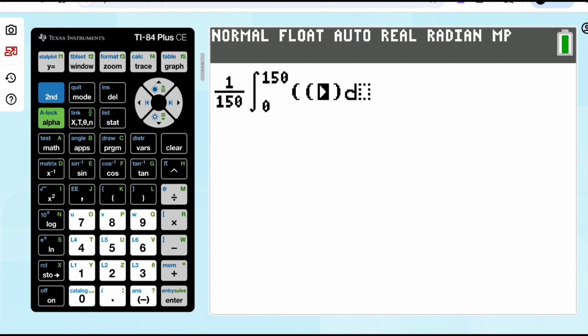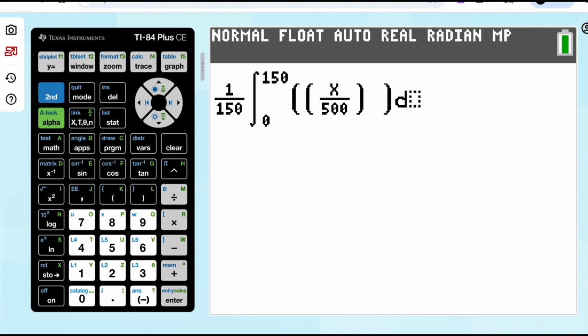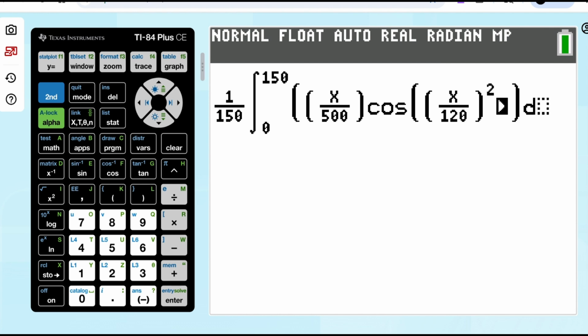So our function is, first off, x over 500. And then we're going to multiply that by the cosine of x over 120 squared. So I'm going to put that into a new parenthesis here. We're going to have x over 120 squared, all of that inside of our cosine. And we are seemingly missing another parenthesis there. Now we should have enough parentheses for it all to match up. We'll put our dx there.